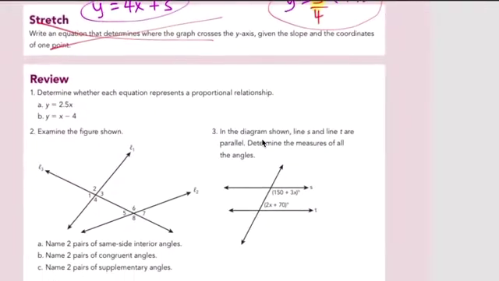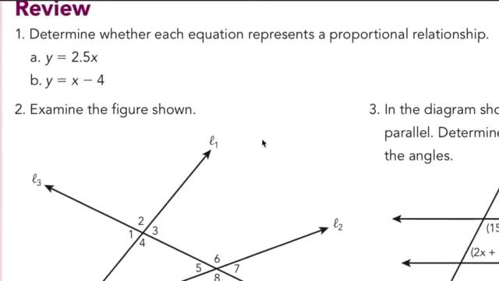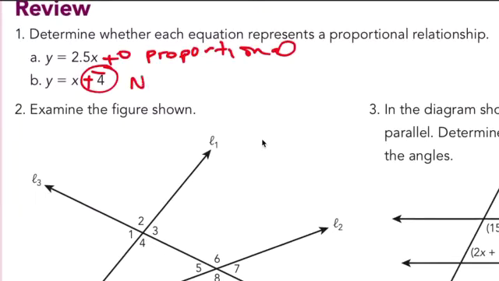Okay. This y-intercept is 0. This is proportional. Y-intercept here is a plus -4, non-proportional.